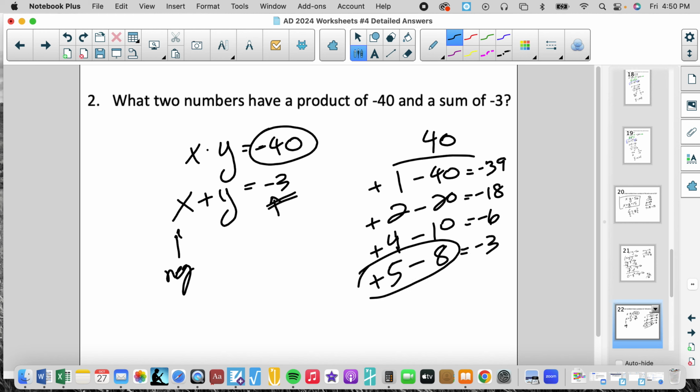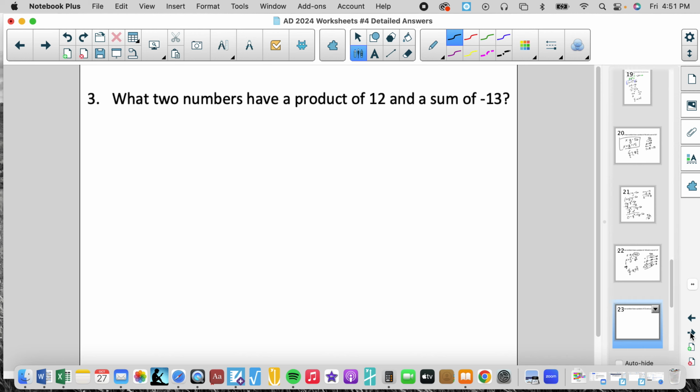So I know my two numbers are negative 8 and 5. Our two numbers, when multiplied, equal negative 40, and when added, they add up to negative 3. How smart are we?